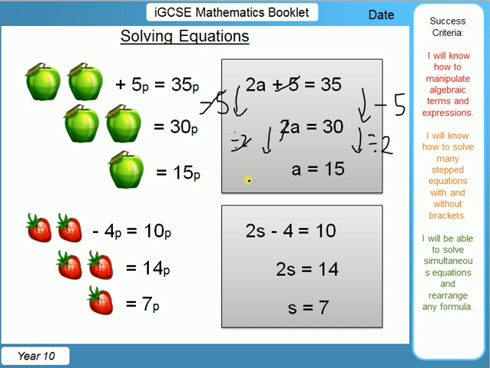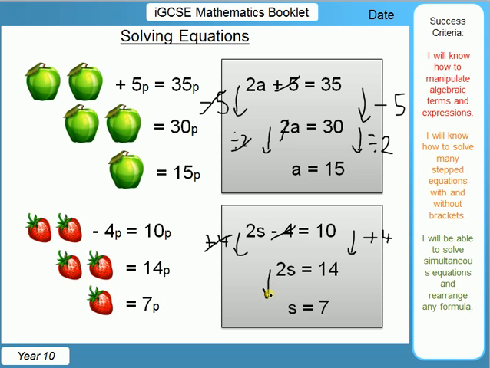Let's take the second example we saw in the starter on strawberries. Well, we have 2s, 2 strawberries, minus 4 equals 10. Then we do the opposite of what we see. So the opposite of minusing 4 is adding 4 on both sides. Now we do this because the plus 4 cancels with the minus 4, leaving us 2s, and 10 plus 4 is 14. Now we do exactly the same step as we did right here.